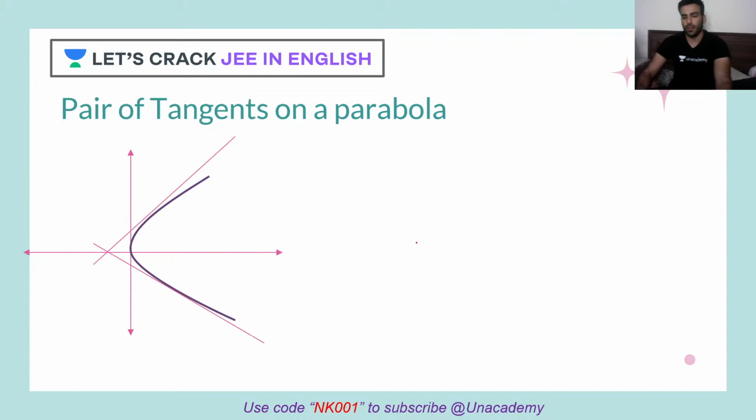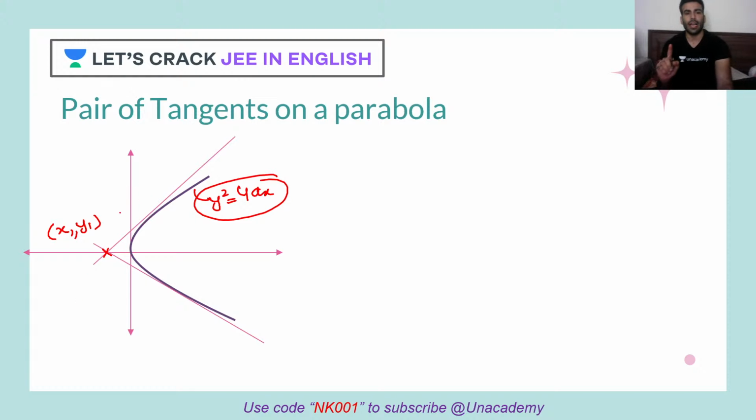Okay. Now this is one more concept, pair of tangents. Let's say there is an external point x1 comma y1, and from this point, you are drawing a pair of tangents to this curve. What will be the pair of tangents?